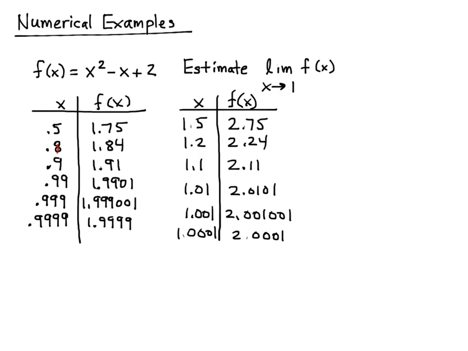And in fact, if I put a 1 in my function, I'm going to get a 2. So without evaluating the function at 1, I have evidence to say that as x approaches 1, they're both heading to the same number. They're both approaching 2. And so I'll say numerically that I believe the limit of this function as x approaches 1 is 2.